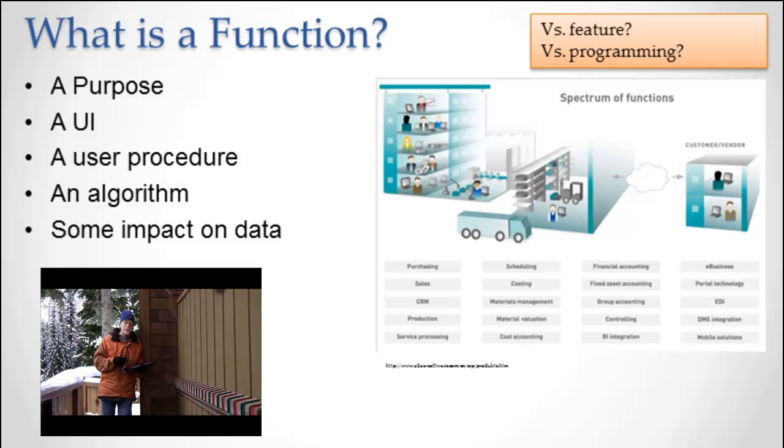It has a user interface. The user interface is what the user sees that allows them to start the function, control the function, and stop the function. It has a procedure. And we saw some of these procedures earlier where the procedure was all about what does it look like from the end user standpoint? What does the end user do? And it has an algorithm. We talked about algorithms as well.